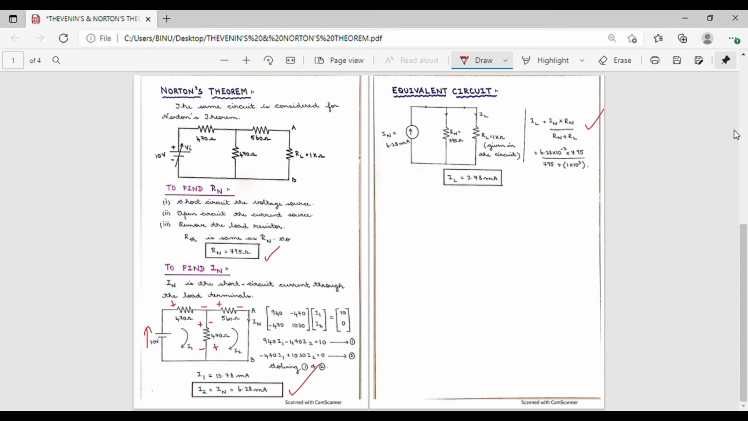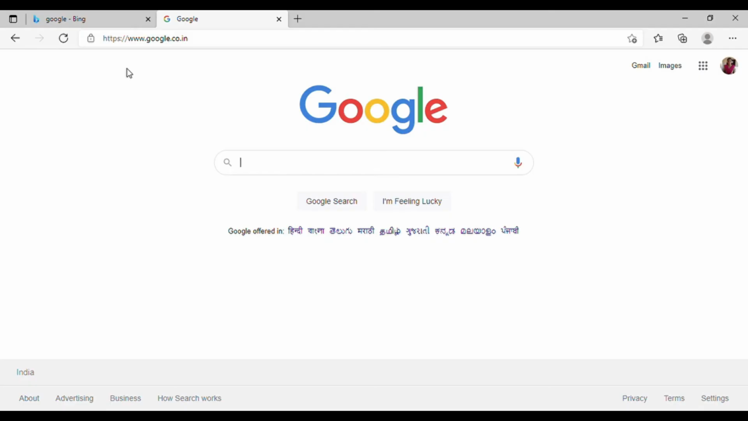On substituting all the values and simplifying, we are able to obtain the value of load current to be 2.78 milliamps. Thus, we have formed the Norton's equivalent circuit and we have found out the required electrical quantities. Here ends the calculation for Norton's theorem.